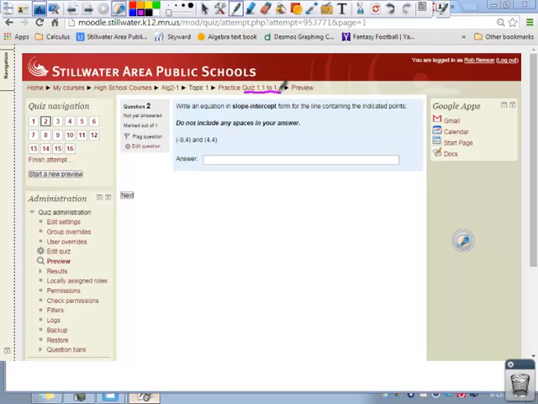For this first problem, we want to write an equation in slope-intercept form for the line containing the indicated points. Do not include any spaces in your answer. The biggest problem I see is that we're writing an equation, so make sure you underline that, because I'm finding people that, even though it says write an equation, give the slope. Make sure you're giving what you need to give. So let's start off with writing our equation.